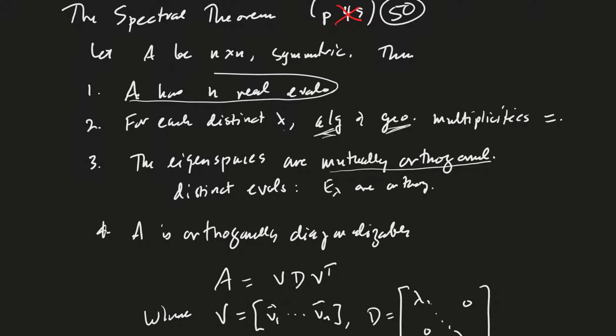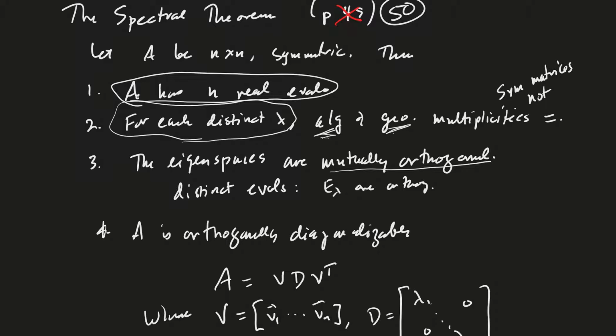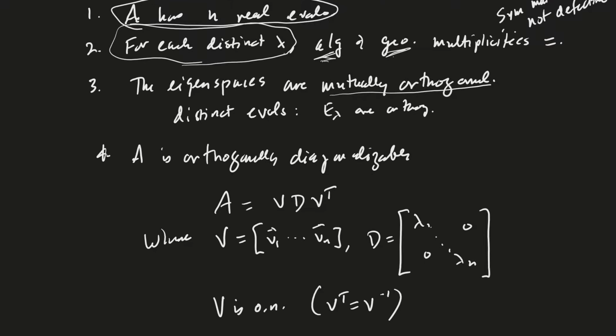A has n real eigenvalues. That's really nice. For each distinct eigenvalue, the algebraic and geometric multiplicities are the same. Therefore, symmetric matrices are not defective. Symmetric matrices are not defective. That's always nice. Good. The eigenspaces are mutually orthogonal. Another way to think about this is the eigenvectors, the evects, are all orthogonal to each other.